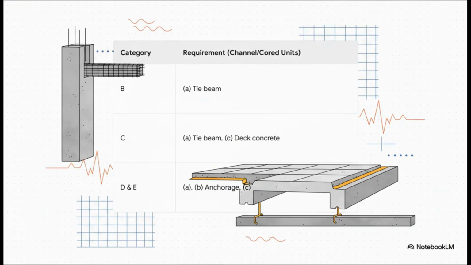Just like with masonry, Table 8 gives us a nice, clear checklist. And you'll notice a pattern here. The requirements get tougher as the seismic risk goes up. For a lower risk building, a tie beam and some deck concrete might be enough. But for a high-risk Category D or E building, you've got an extra critical step. You have to physically anchor the steel from the precast units into that perimeter tie beam.